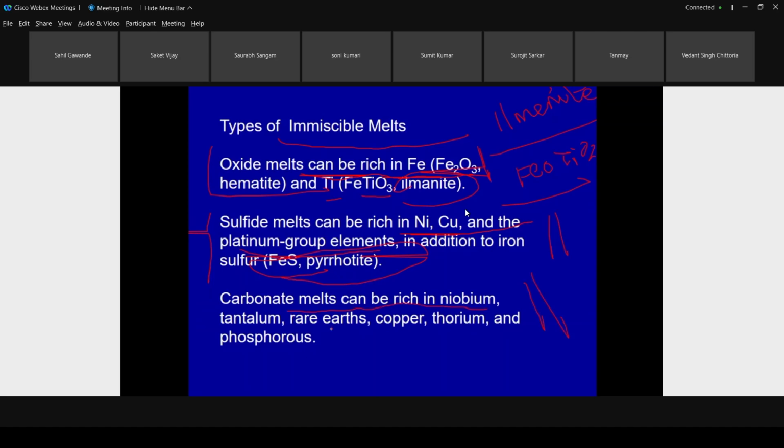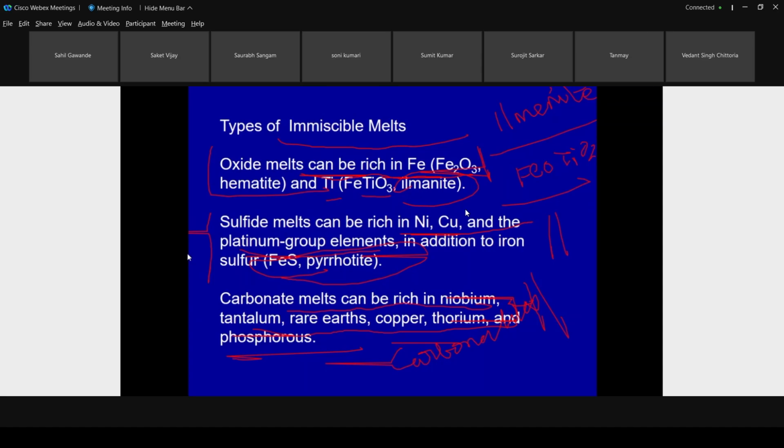This is carbonate immiscibility. Carbonate melts carry niobium, tantalum, rare earths, copper, thorium, phosphorus. Have you heard of carbonatites? Anyone of you? Anish Shugotra? Yes, sir. Have you heard of the term carbonatites? Yes, sir. Can you tell me what is carbonatite? It is a kind of igneous rock which contains greater than 50% of carbonate minerals.